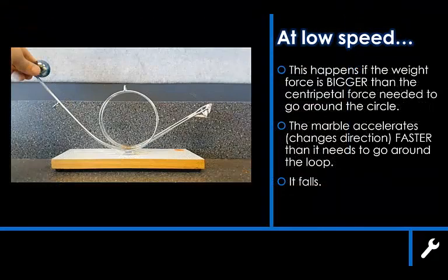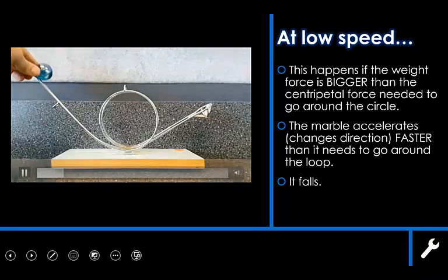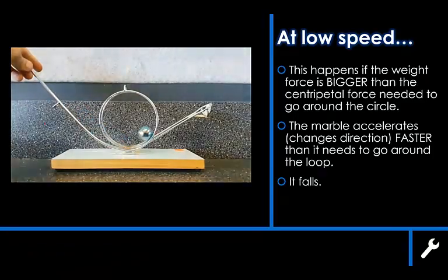So if we go at a really slow speed, we'll just watch that again. At a really slow speed, it reaches the top, but then it actually accelerates too quickly. It changes direction too quickly to stay on the loop. The reason that's happening is that the weight force is bigger than the centripetal force that it needs to get around the circle, which means that at the top, the marble accelerates faster, so it changes direction faster than it needs to go around the loop, which means that it falls off of the track.